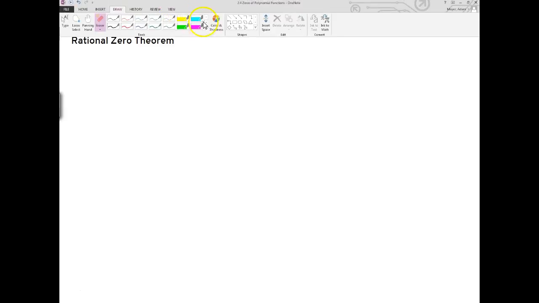Alright, so the first thing we want to talk about is the rational zero theorem, which states that if I have a coefficient here we'll call a sub n times x to the power of n, and then I keep cascading down powers, so I have another coefficient times x to the n minus 1 power, like 4, 3, 2, 1, and so on, all the way down to our constant, which we'll call a sub 0. This is our polynomial function.